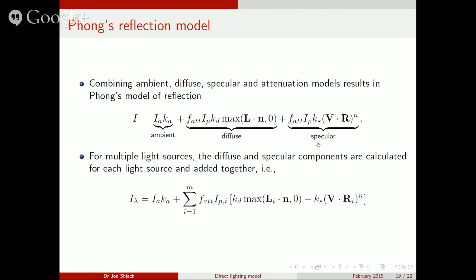If you've got multiple light sources, so look at the ceiling here, we've got a number of lights. What we do is we sum the diffuse and the specular parts. The ambient is going to be different. Ambient doesn't matter what the point light sources are, it's the same. Diffuse and specular are summed for each individual point light source.